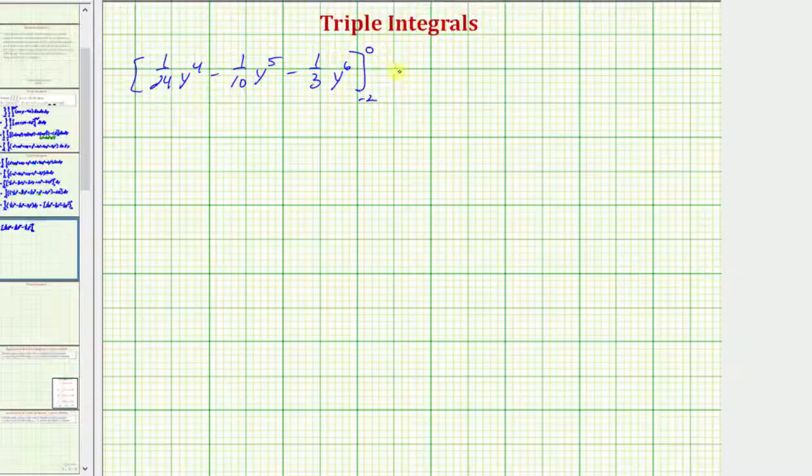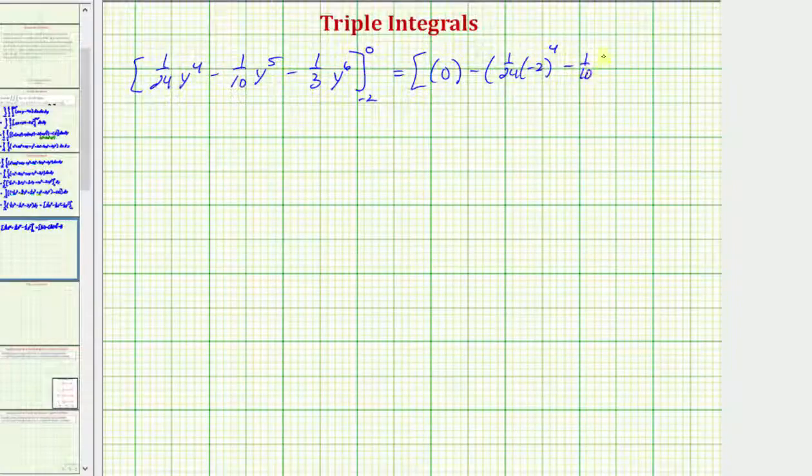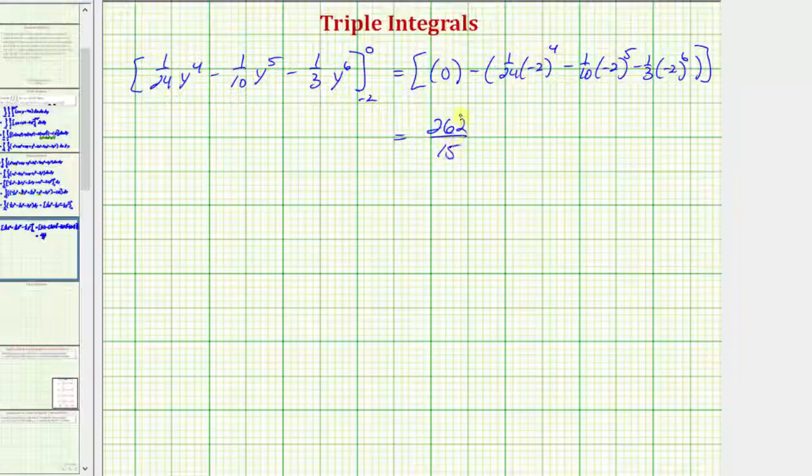When y equals 0, notice how each term contains a factor of y, so we're just going to have 0 minus, when y is equal to negative 2, we'll have 1/24 times negative 2 to the fourth minus 1/10 times negative 2 to the fifth minus 1/3 times negative 2 to the sixth, which simplifies to 262/15. Or as a decimal approximation, this is approximately 17.4667.